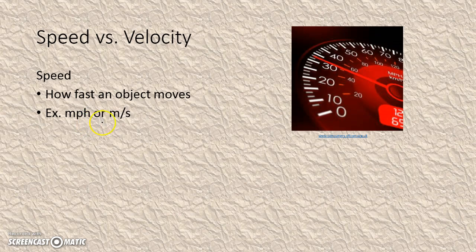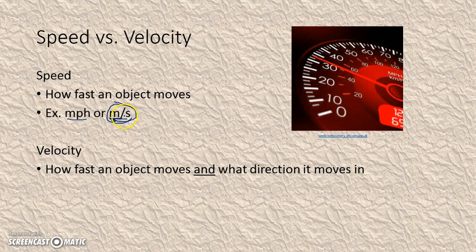In this class we will be using meters per second because we like to use the metric system. Remember, this is the English system, this is the metric system. We go with the metric all the time. Anytime you got meters, that's a good thing. Velocity is how fast an object moves, and it tells us what direction it's moving in. So speed is a scalar measurement, and velocity is a vector measurement. If you don't remember, and I say it in class all the time, vector commits crimes with both magnitude and direction, and that's how you can remember vector versus scalar.